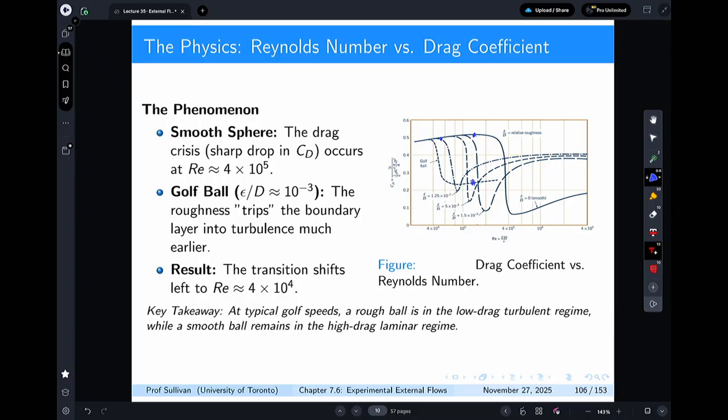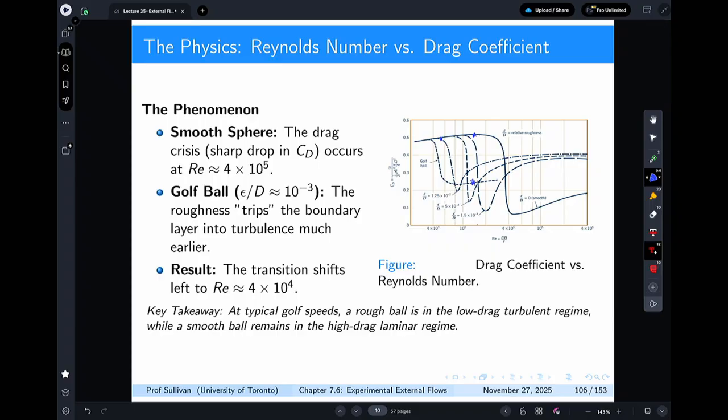But we were talking yesterday about the change in drag as you roughen a surface. So here we have, again, that same chart, and I'll talk about it in more detail when I do the example. But there's a drag crisis, a sharp drop in C sub D at a Reynolds number of about 4 times 10 to the 5th. For golf balls, this trips much earlier, and you can see that on the curve.